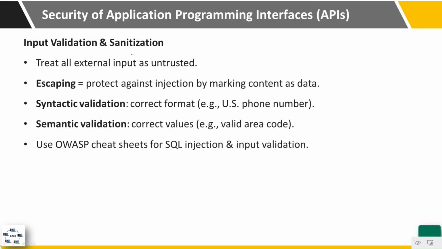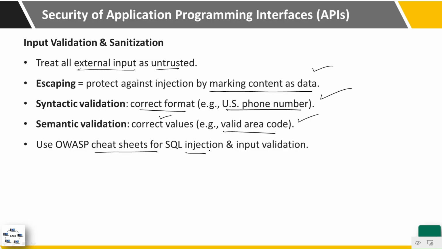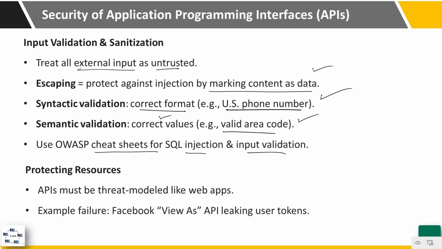Input validation and sanitization, we need to treat all the external input as untrusted. Escaping is protecting against injection by marking content as data. Then we have the syntactic validation, which is used for the correct format of the data, for example, US phone number format. And the semantic validation is for correct values, such as valid area code. So use OWASP cheat sheet for SQL injection and input validation.